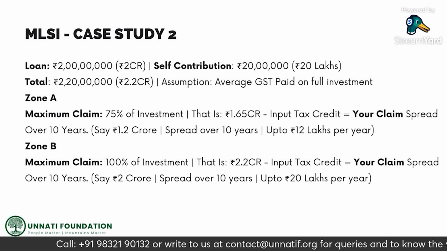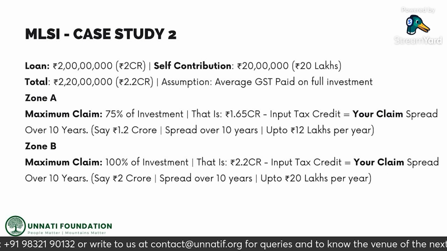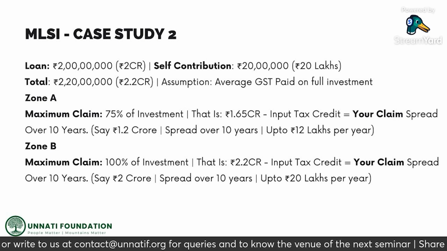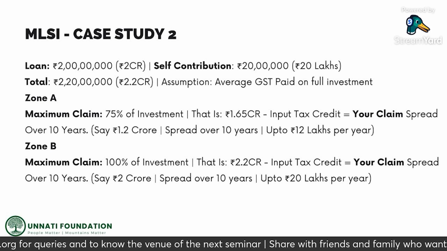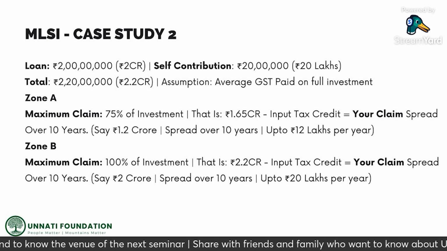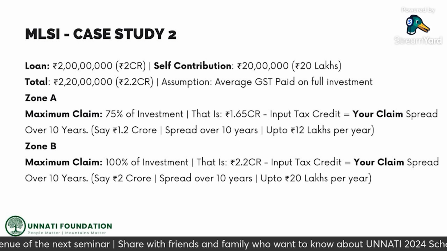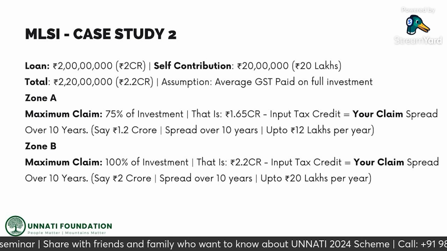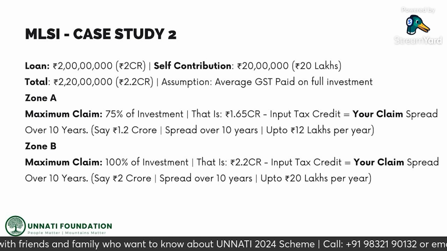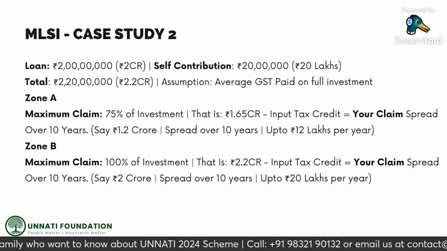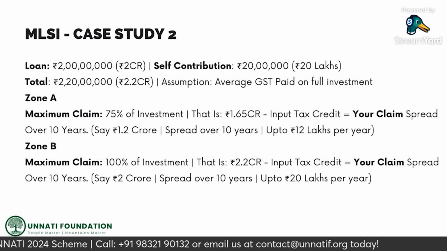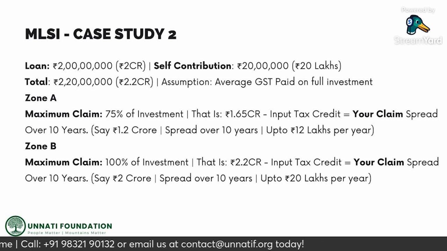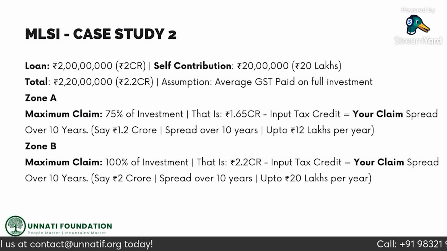Let's take the second case study. Here the project cost is 2.2 crore. Maximum claim for zone A up to 75% is 1.65 crore minus the input tax credit. Let us assume that comes to 1.2 crore. Spread over 10 years, it comes to 12 lakhs per year. For zone B, it is 100%. That is 2.2 crores minus the input tax credit. Let us assume that comes to 2 crore. Spread over 10 years, it is 20 lakhs per year.